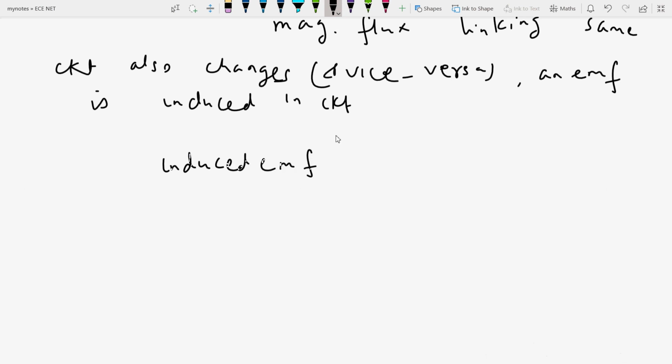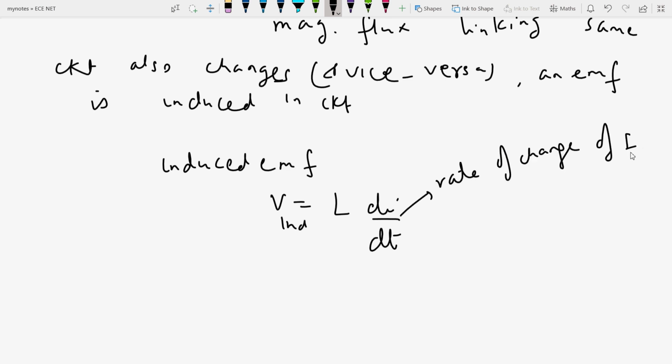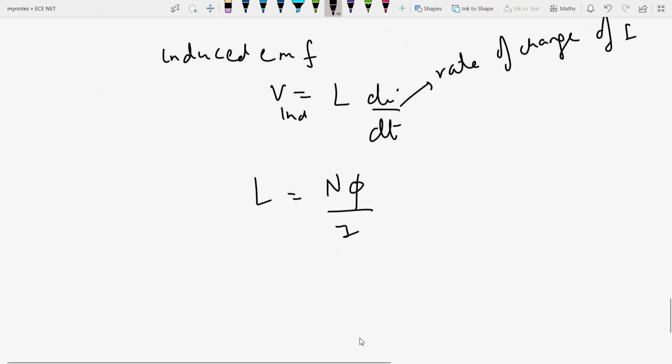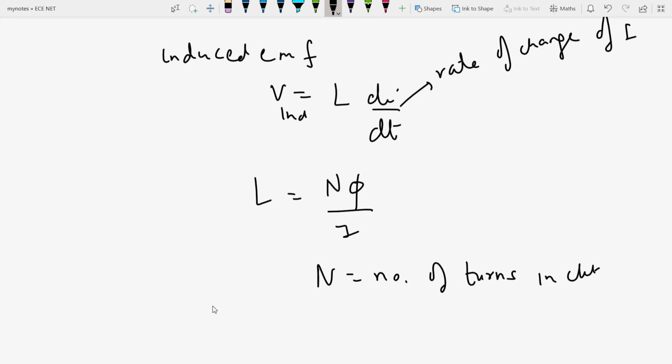The induced EMF is proportional to the rate of change of current. That means V is equal to L di by dt. V is the induced voltage, di by dt is the rate of change of current, and L is the self-inductance. So inductance can also be expressed as N phi by I, where N is the number of turns in the circuit and phi is the flux, so N phi is the flux linkage.